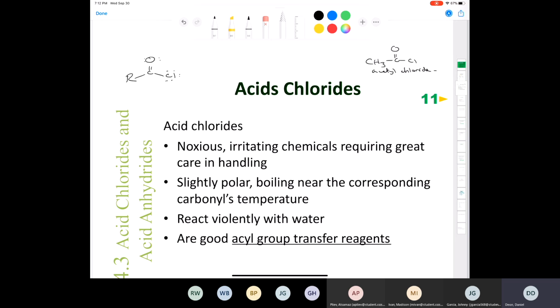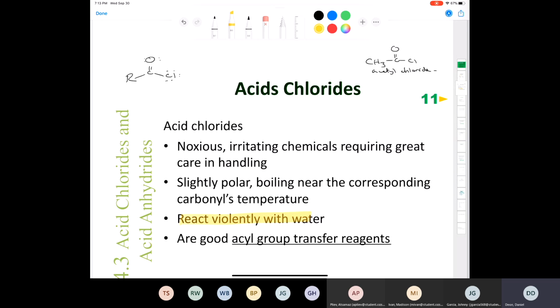Anyhow, acid chlorides, it says here, are noxious, irritating chemicals requiring great care in handling. I don't know how to describe it to you, but I've experienced many acid chlorides. I've never been exposed to tear gas in my life, so I can't tell you what it's like, but I'm sure somebody hearing my voice probably has. But if you think about it, since they react violently with water, any place in your body where there's moisture, so in your nasal passages or your eyes, it will start to sting. So that's what it means by noxious and irritating.